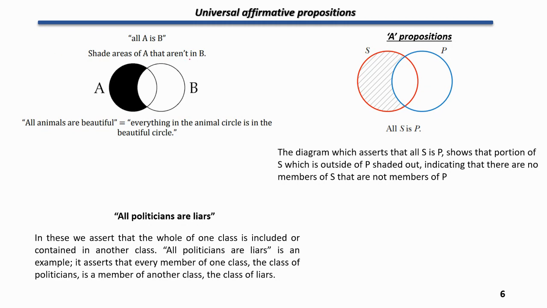Shade the areas of A that are not B. So this contains A, this contains B, and this is the common area. All A is B means whatever A is there is included in B. So the shaded areas are not in B, and this is the common area that is included in B.